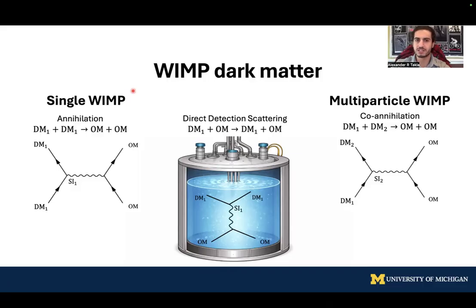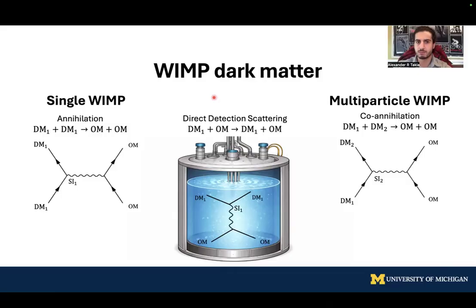Instead of assuming a single type of dark matter, we study models with multiple dark particles. Note to the right, we have a DM2 and an SI2. These additional particles introduce a new process called co-annihilation. This is shown here on the right, where two different dark particles, DM1 and DM2, annihilate together. This allows us to avoid direct detection by setting the strength of dark matter interactions to be very small, but still have the observed dark matter from co-annihilation processes.